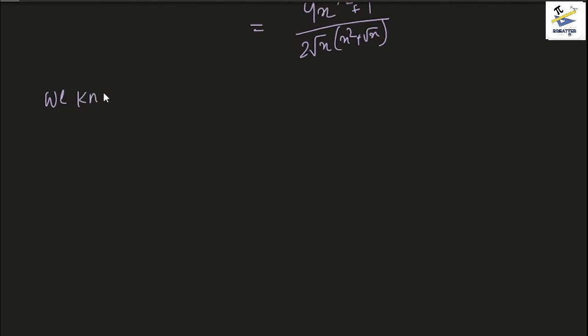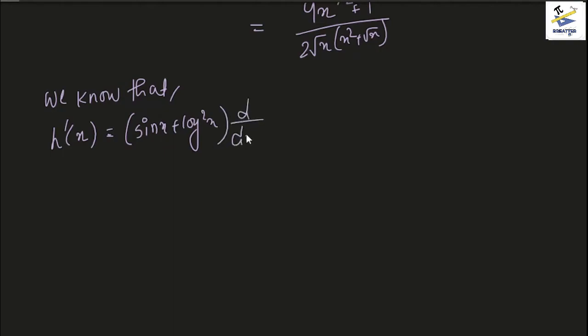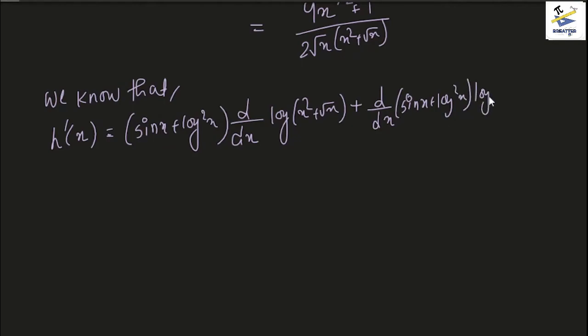We know that h prime x is just equal to sin x plus log square x into d dx of log of x square plus root x, and plus d dx of sin x plus log square x into log of x square plus root x, right?